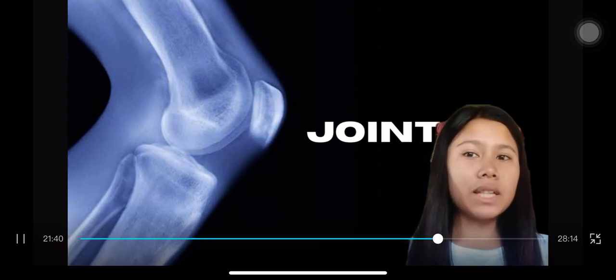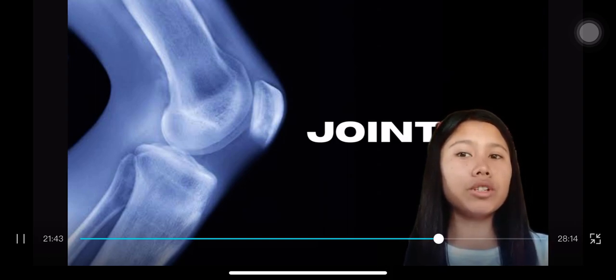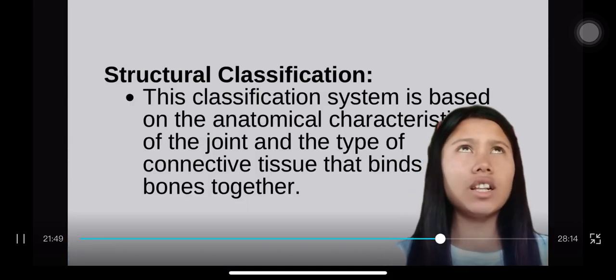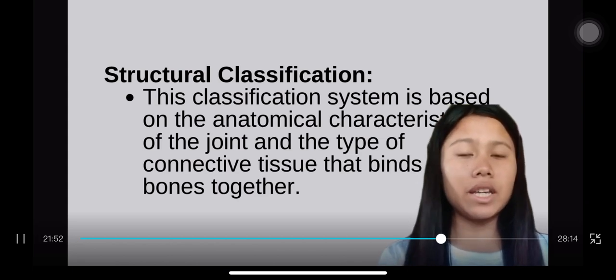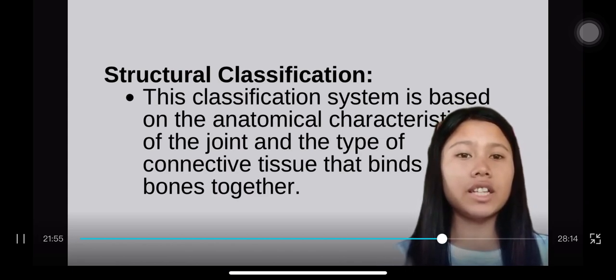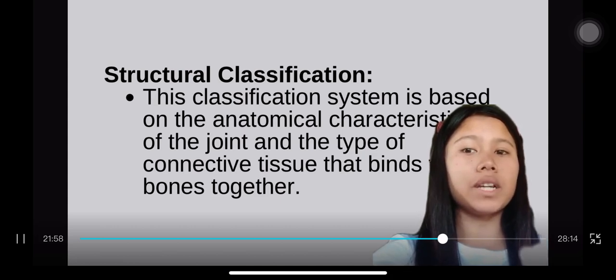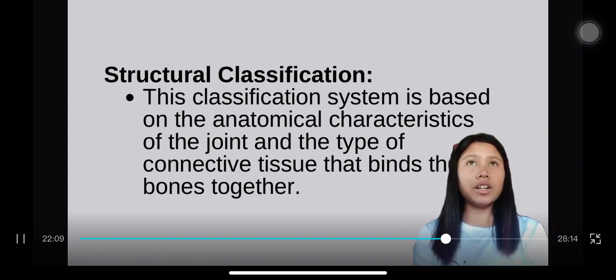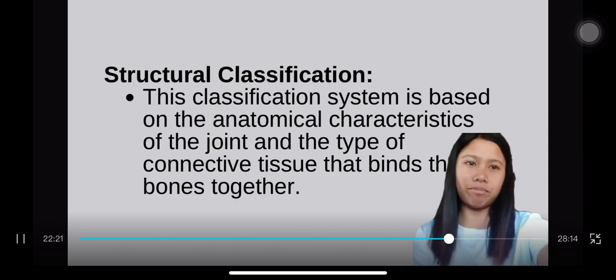Many joints have limited movement, and others are completely or almost completely immovable. We use a structural classification whereby joints are classified according to the type of connective tissue that binds the bones together, and whether there are tissue-filled or fluid-filled joint capsules. Synarthroses are non-movable joints, amphiarthroses are slightly movable joints, and diarthroses are freely movable joints.